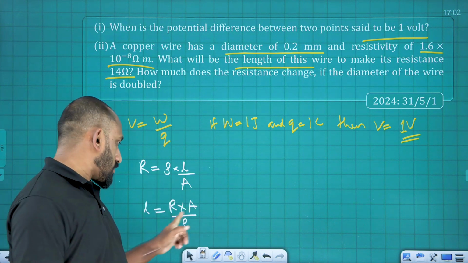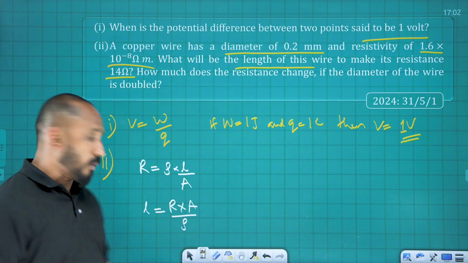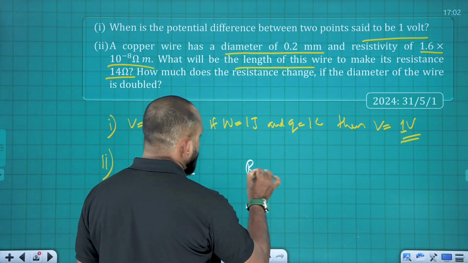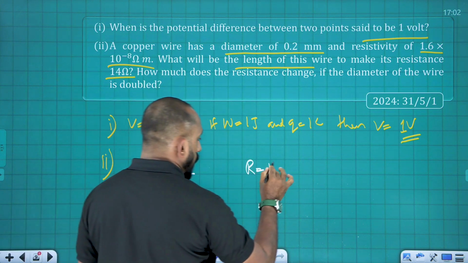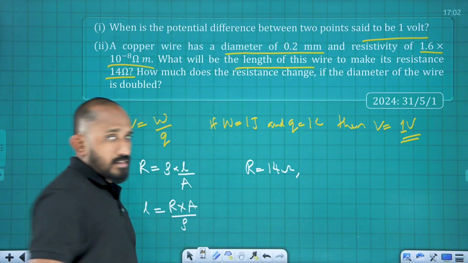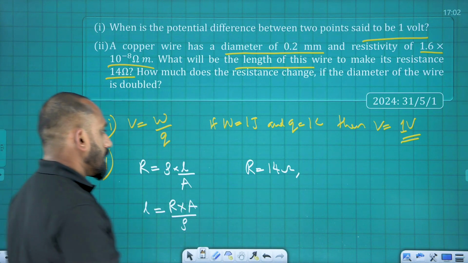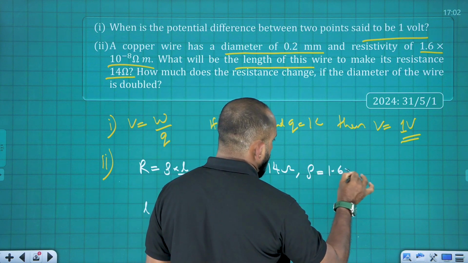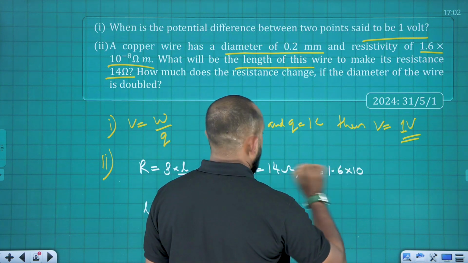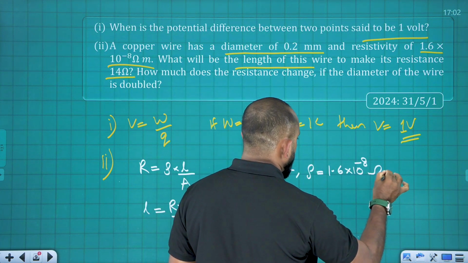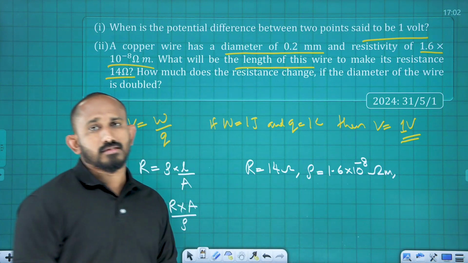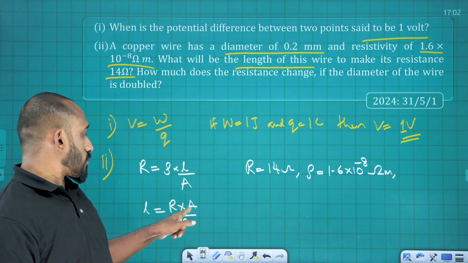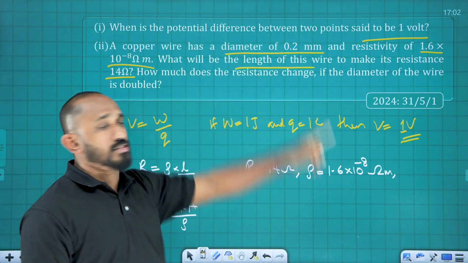Resistance into area of cross-section divided by resistivity rho. Here if we substitute everything, R is given as 14 ohm, no need to change, it is in the SI system. Then rho is given as 1.6 into 10 to the power of negative 8 ohm meter. That's also in the SI system, no need to convert. Now, we need the area of cross-section. For that purpose, the diameter is given.